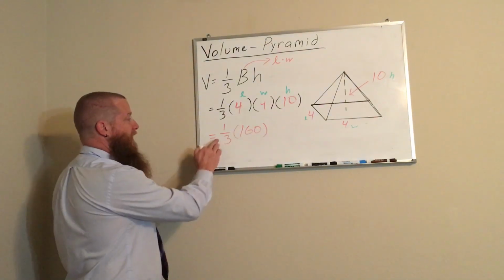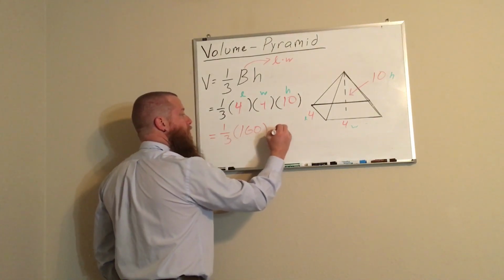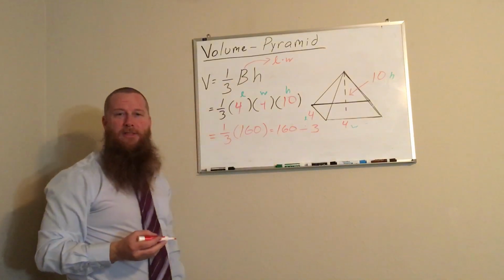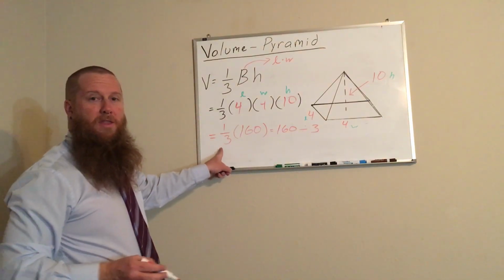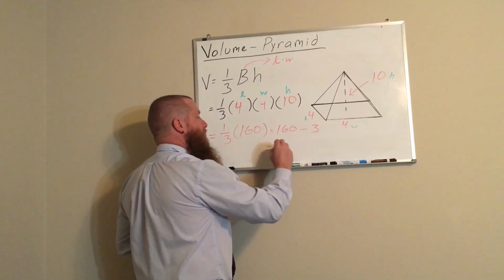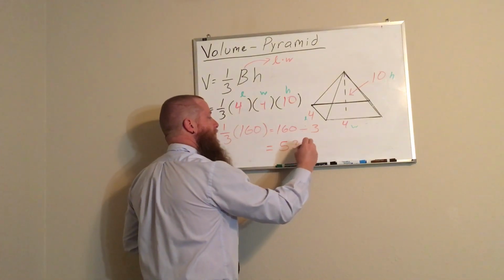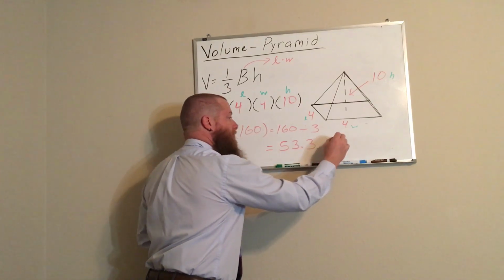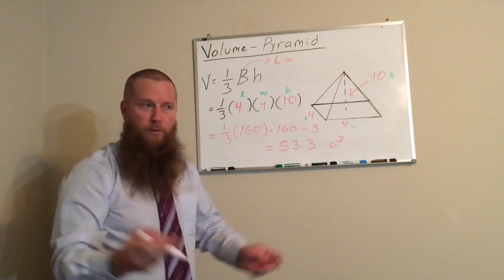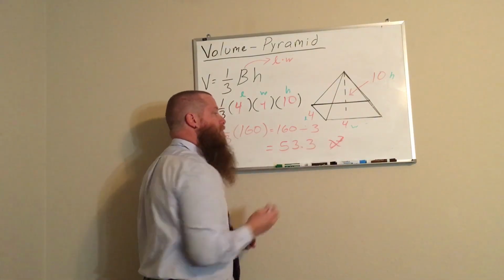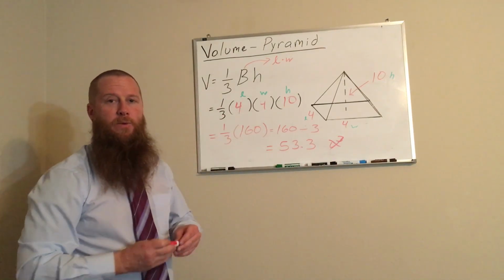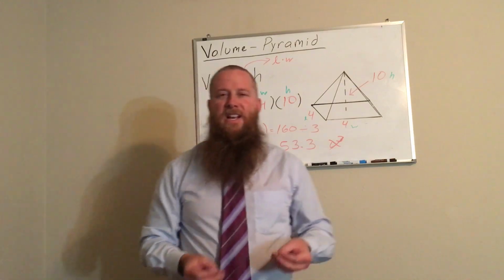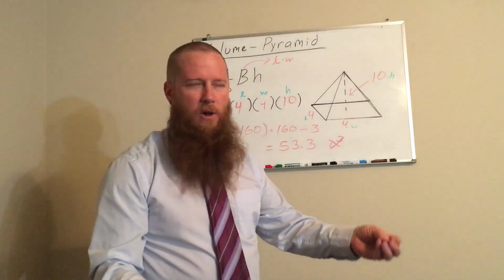Then what you press in the calculator is 160 divided by 3. That's how we manage this 1/3. You round it to the nearest tenth, and you get 53.3. It should be units cubed. However, the Google form won't accept the cubed units, so you can just enter 53.3.